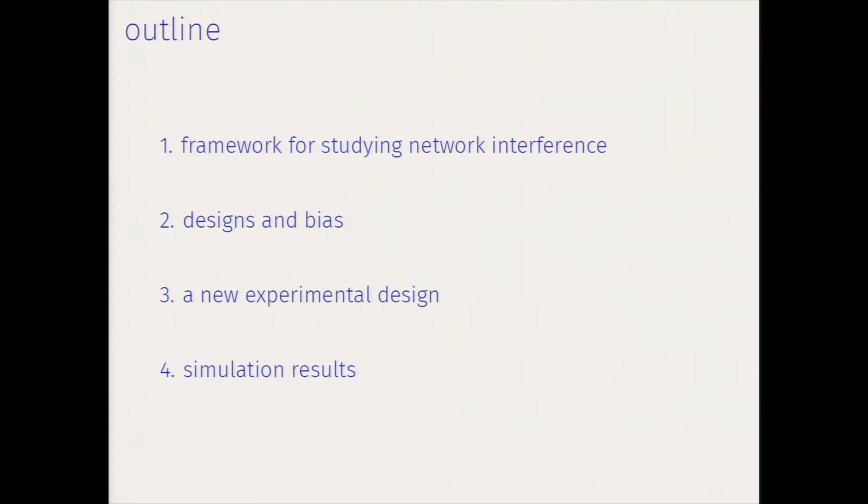So the outline of this talk is as follows. I'll start out by describing the basic framework for modeling interference in networks. I'll then explain how experimental design can help reduce bias of standard estimators. I'll then describe our new experimental design and prove some bounds on mean squared error. And I'll conclude by comparing our experimental design to standard ones in simulations.